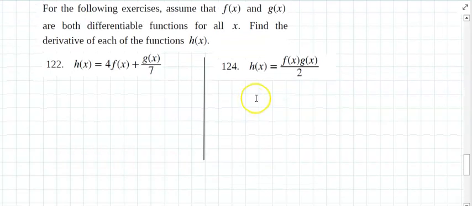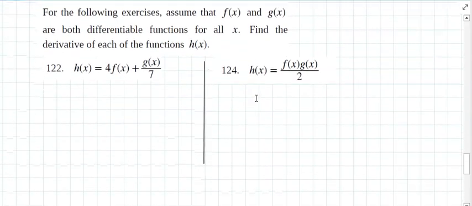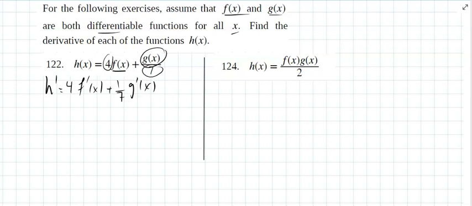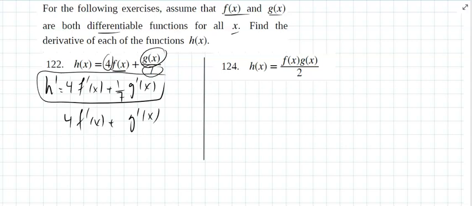All right, and now I just want to practice. Assume that f and g are both differentiable. That means the derivative exists for all x. Find the derivative of h. Well, let's see. This is a constant, I ignore. Derivative of f will be simply f prime of x. This is a constant, I ignore. The derivative of g will be g prime of x. So that's a fine answer. And if you like to write it as 4f prime of x plus g prime of x over 7, that's the same thing. It doesn't matter.